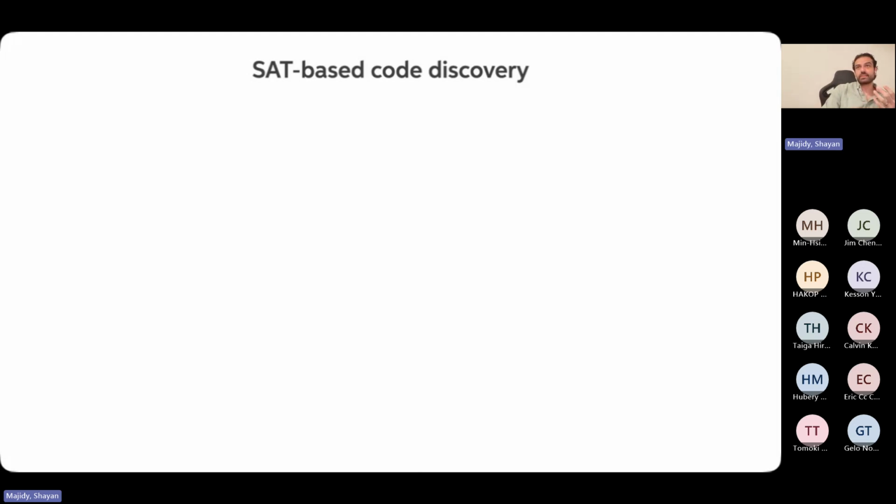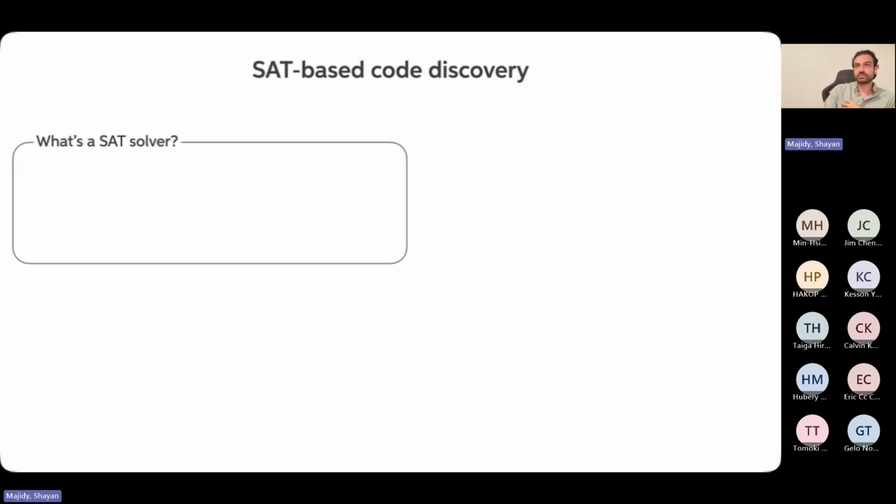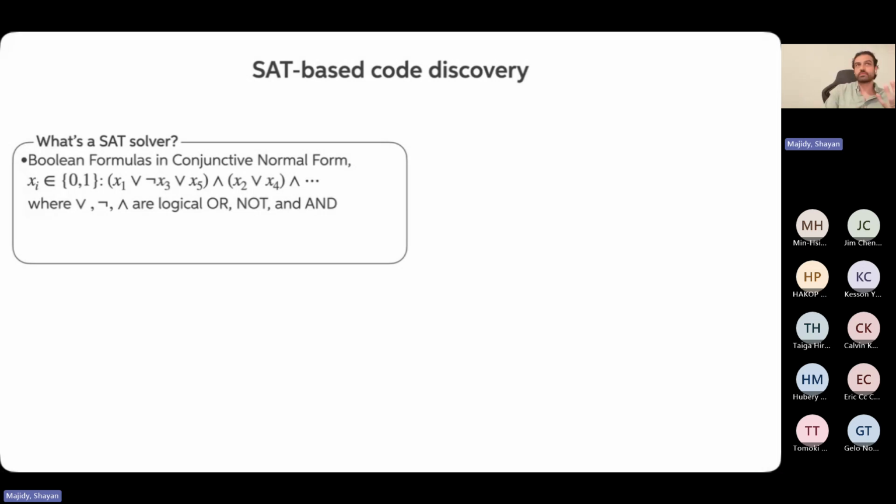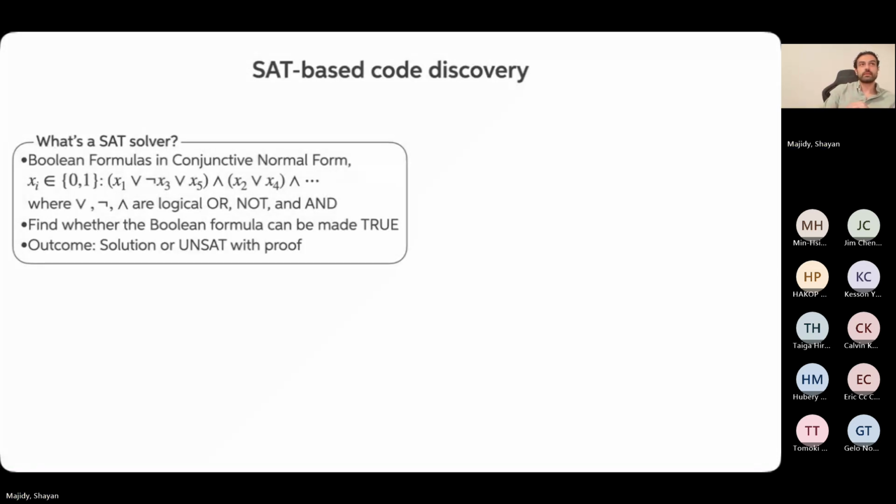So we use the SAT-based tools in this work in 2 different ways. I guess briefly, what is a SAT solver? You take a Boolean formula and write it in this standard CNF form. Each of these is a different variable, and these are logical ORs, NOTs, and ANDs. Once you have your expression, you ask the SAT solver whether the formula can be made true. It either gives you a solution that makes it true, or a proof that it can't be true.